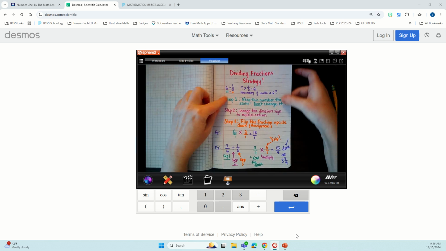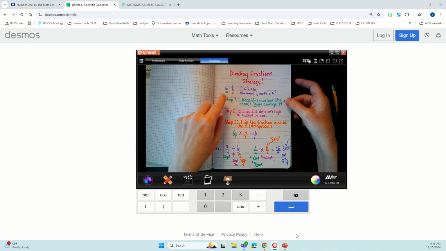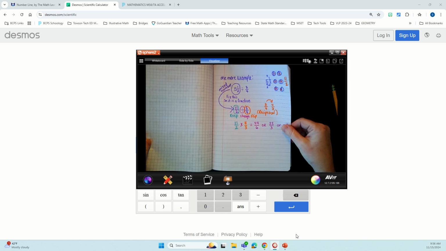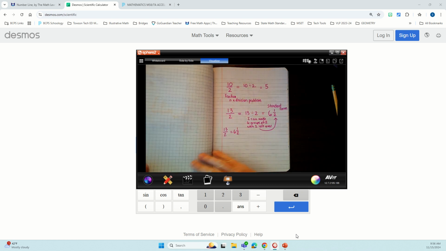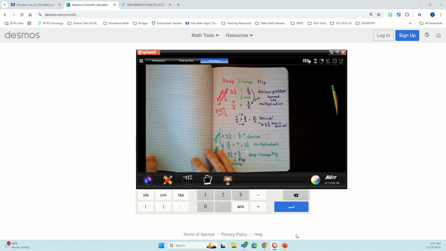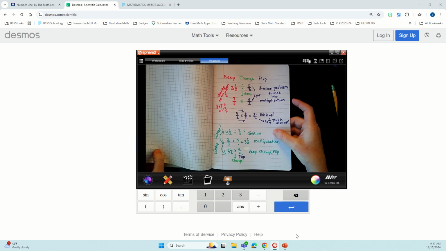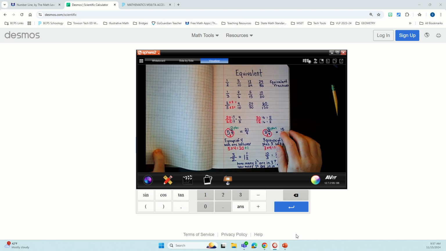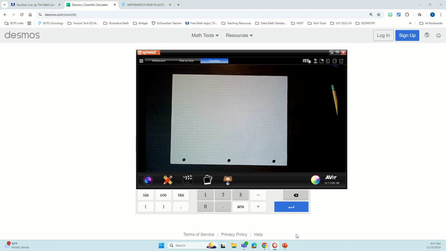We have talked about the standard algorithm, which is the algorithm that we learned when we were younger, which is just keep, change, flip, which we'll talk about in a minute. We've done a little bit of review on how to rewrite mixed numbers as improper fractions and improper fractions as mixed numbers. We've done several practice problems on this. We've talked about different ways to represent number sentences, and we did a lot with equivalent fractions.